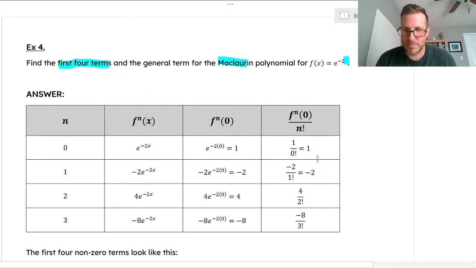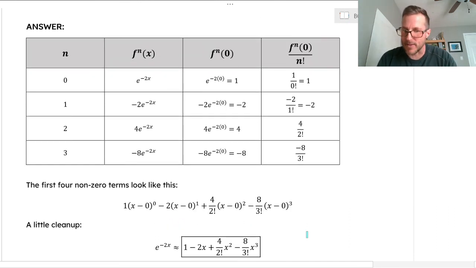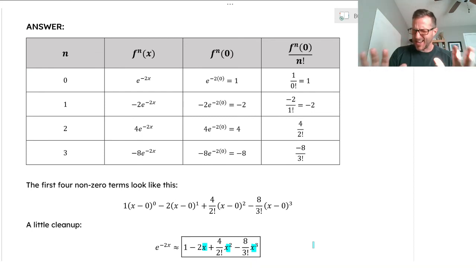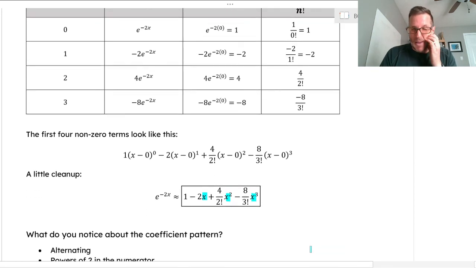I can simplify or not. I think not simplifying here might be a little bit easier to see what the pattern is. So here's generally what it looks like. Let's clean it up. Since that center is 0, you just have x, x, x, with the coefficient sitting out front. So those are the first 4 terms. So e to the negative 2x is approximately that polynomial. Remember the picture? It's not exactly matching up. It's close to it.